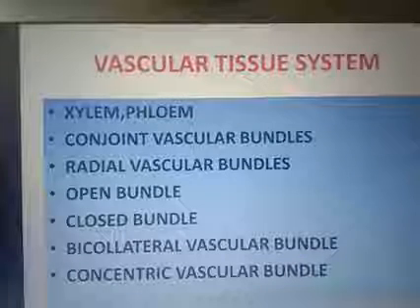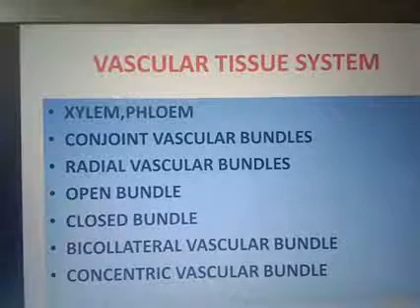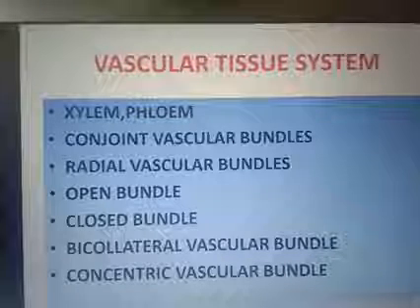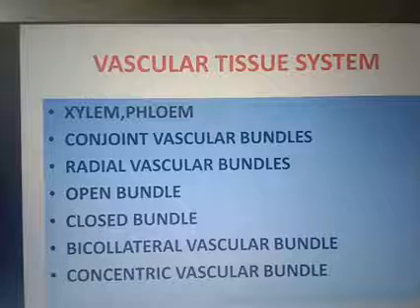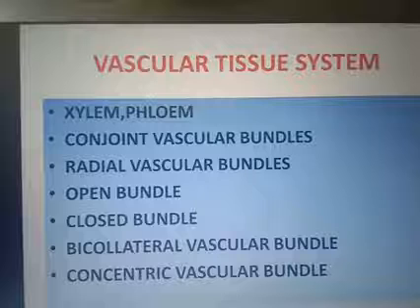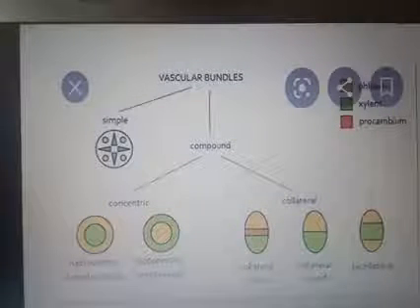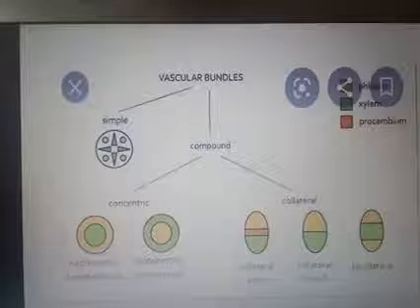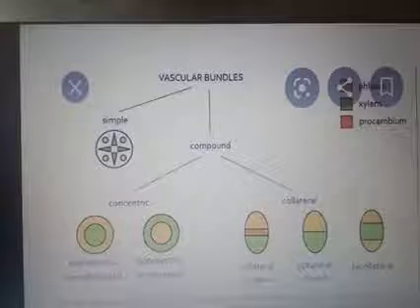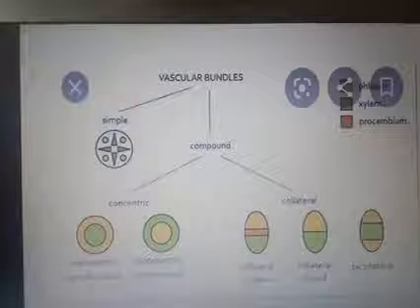Xylem and phloem are arranged in groups or bundles, known as vascular bundles. Exarch is a feature of the root and endarch is a feature of the stem. In endarch, metaxylem is outside; in exarch, metaxylem is inside.